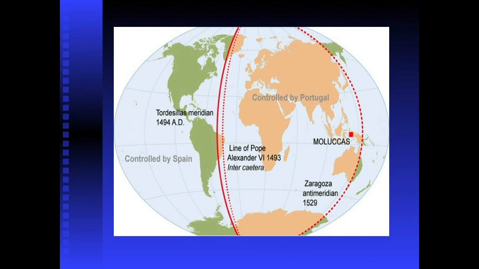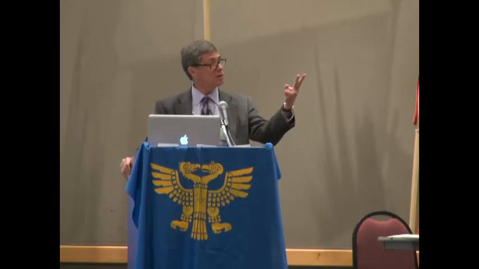This is a perfect example of the contiguity element of the doctrine of discovery. That dotted line, I think, was 500 leagues west of the Azores Islands, and the Pope granted to Spain all lands west of that line to control, civilize, Christianize, and to acquire sovereignty, jurisdiction, and title. And he granted Portugal all those same rights east of that line.